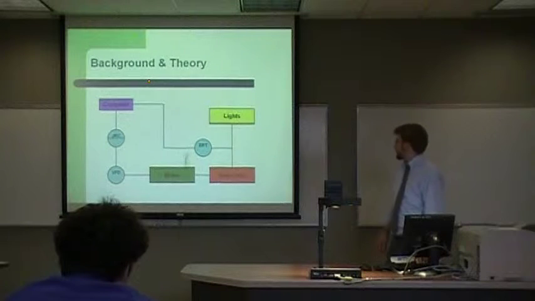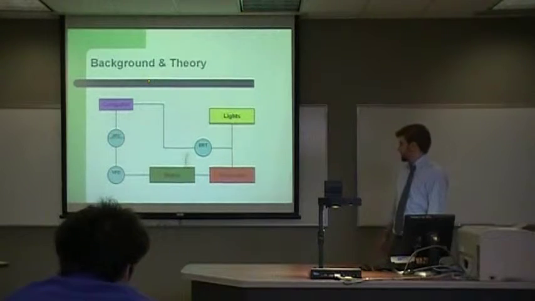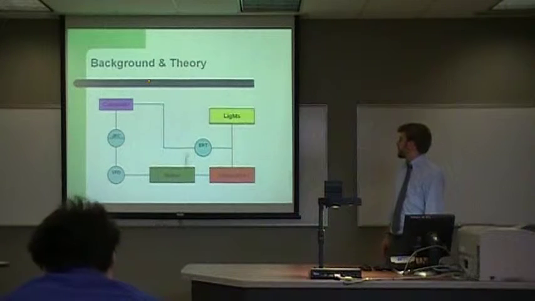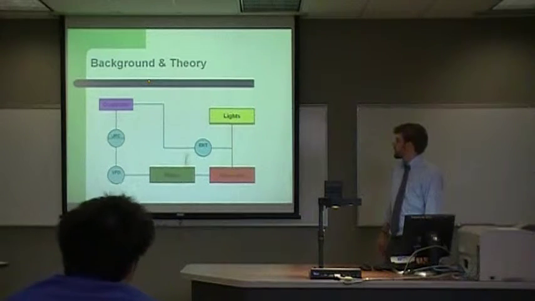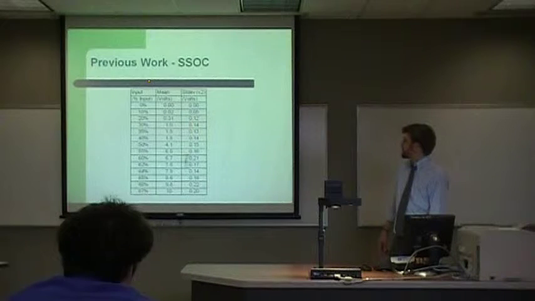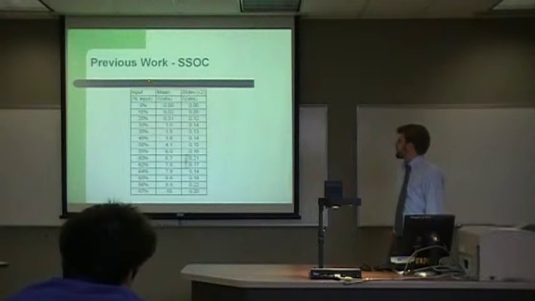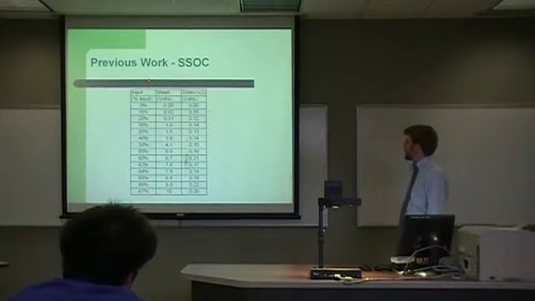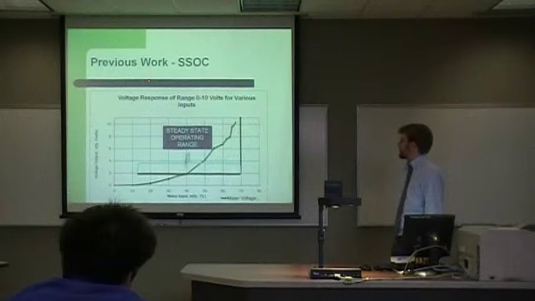Here's our block diagram. The computer goes to the variable frequency drive, which steers the motor, which steers the generator, which produces power, like the lights, and then it gets back to the computers with the data. Here's our SSOC curve. Between 0 and 67% input gives us 0 to 10 volts.